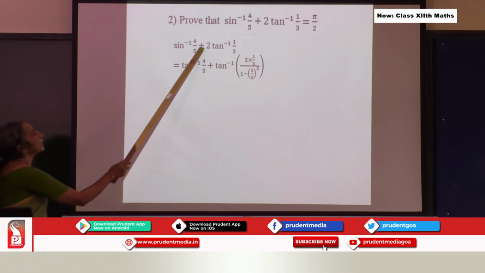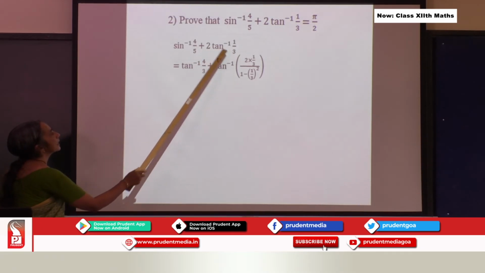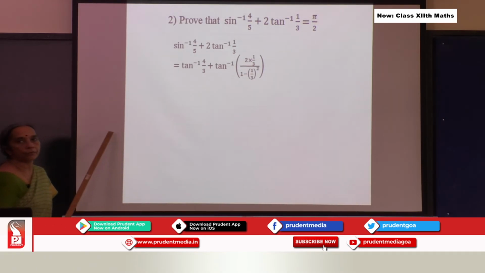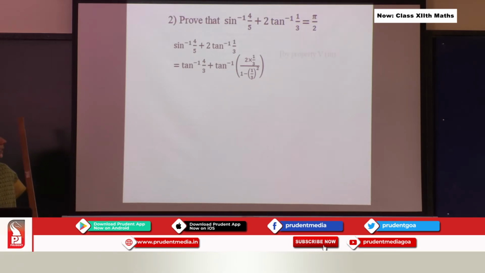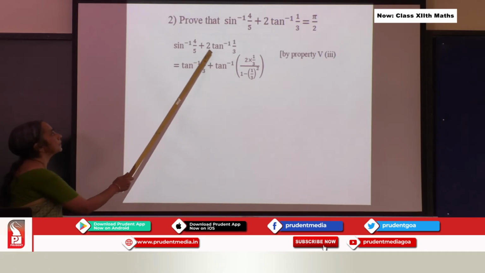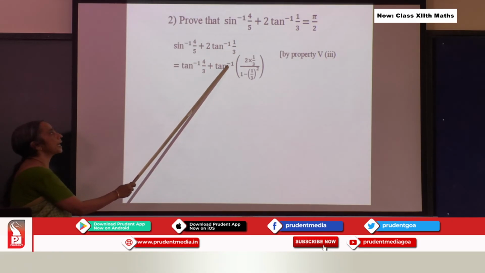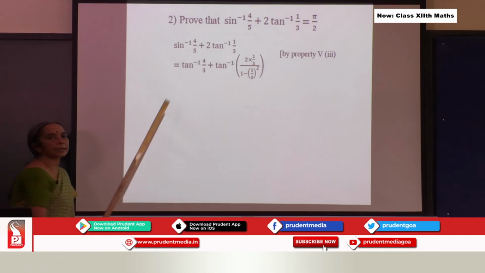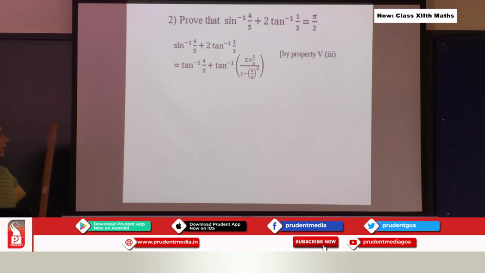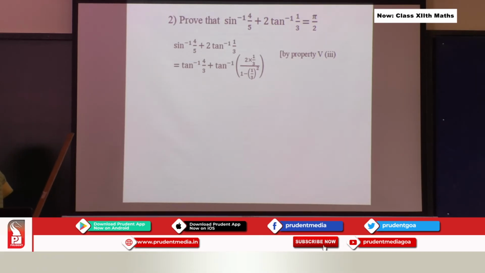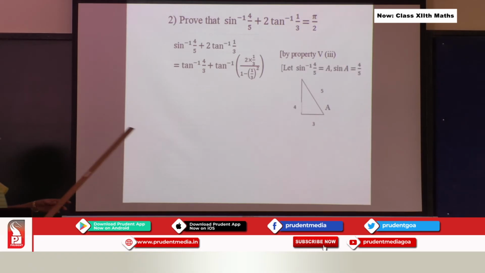Here 2 tan inverse of 1 by 3 we can write as tan inverse of 2 into 1 by 3 upon 1 minus 1 by 3 the whole square, using property 5.3. What was the property there? 2 tan inverse of x is equal to tan inverse of 2x upon 1 minus x square. Using that property. Now, how am I getting sin inverse of 4 by 5 equal to tan inverse of 4 by 3? That is from the triangle.